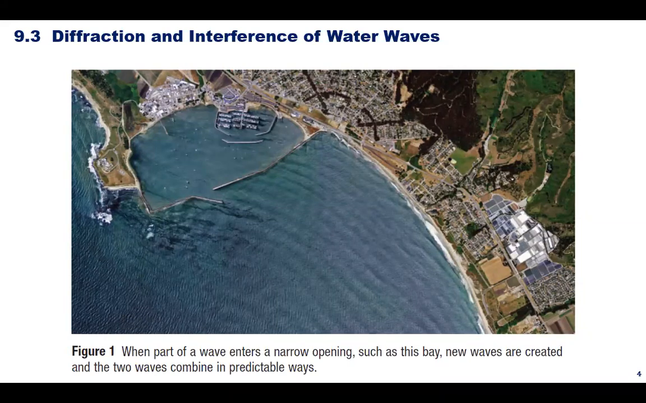So here, figure 1 illustrates one characteristic behavior of waves. When a part of the wave enters through a narrow opening, the section of the waves that gets through acts as a source of new waves that spread out on the other side of the opening. And the waves from the two sources combine in specific ways. We will learn about these characteristic behaviors of waves in this section.